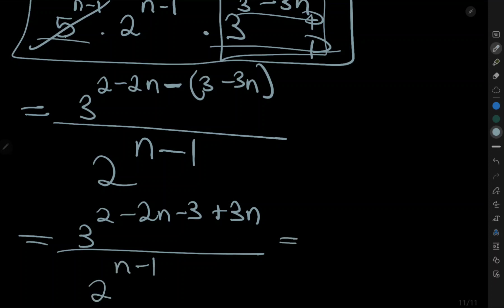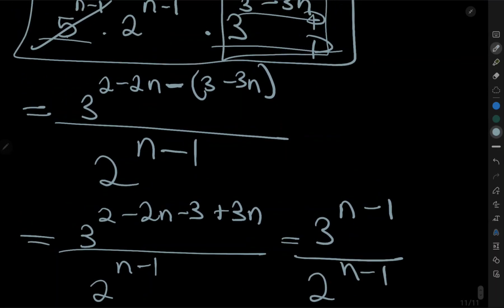And if I simplify that further, I know that 2 minus 3 will give me minus 1, but I don't want to start with 1. I'm going to start with minus 2n plus 3n will give me n, and then the minus 1, I'm going to write it after, and I have 2 to the power of n minus 1. So can I simplify this any further? No. So this right here will be my final answer.